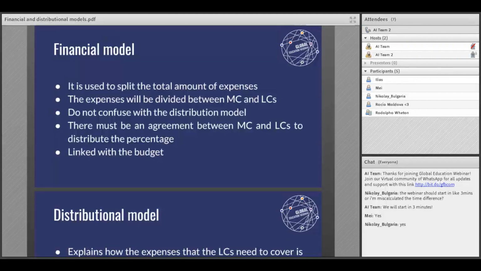Usually the agreement is done by the approval of the board or through legislation during national meetings. Financial model is linked with the budget because it is all about the cash flow, incomes, and expenses between MC and LCs.